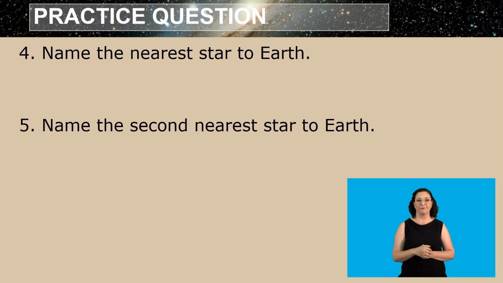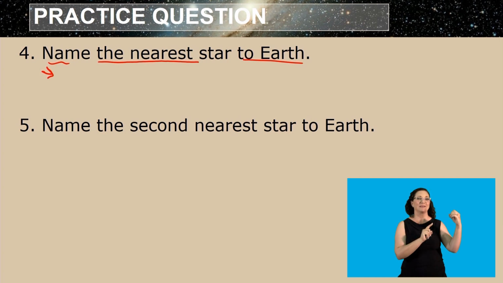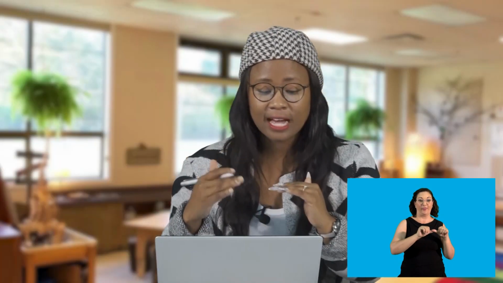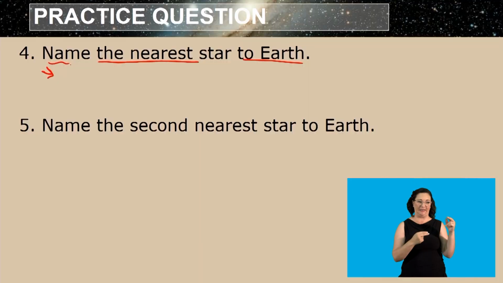Question 4 says to us, name the nearest star to Earth. Remember, we said the nearest star to Earth is the sun. Right after the sun, there is another star. Okay, so we're going to write the nearest star to Earth is the sun.